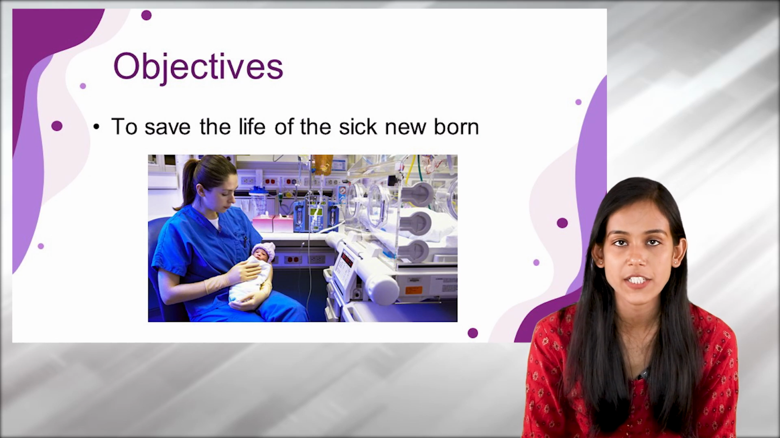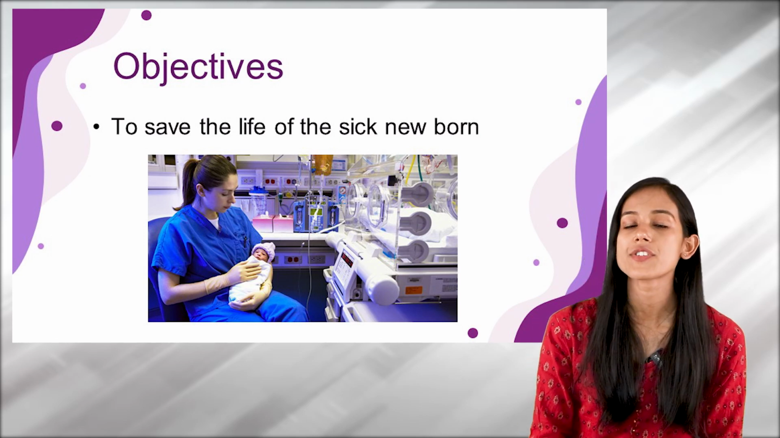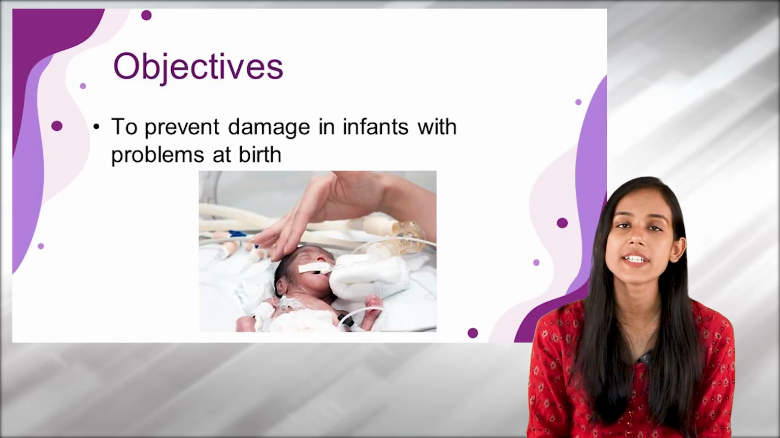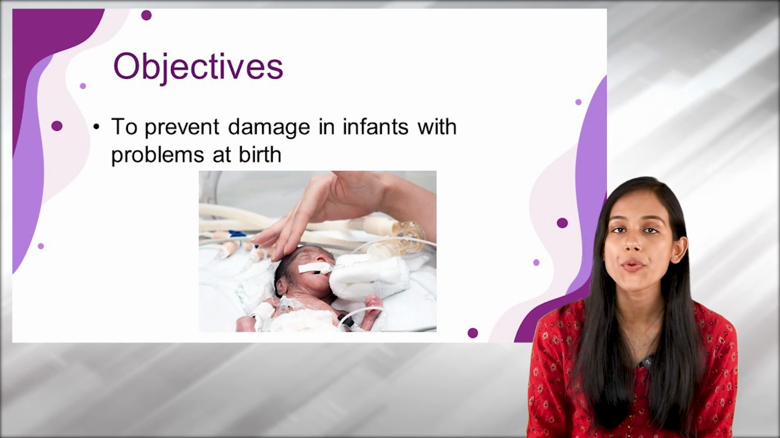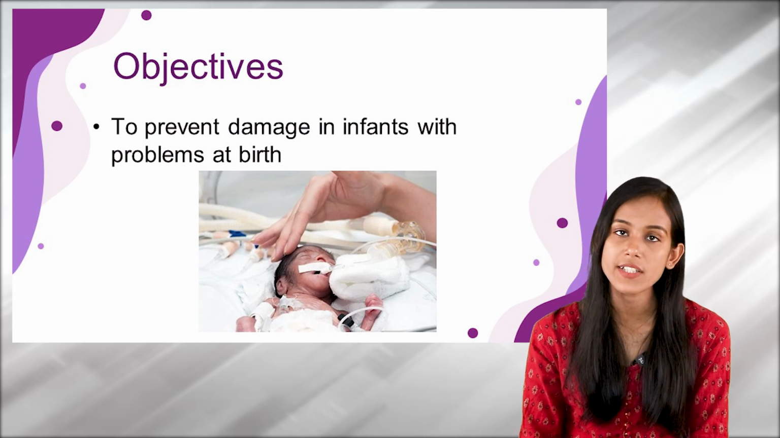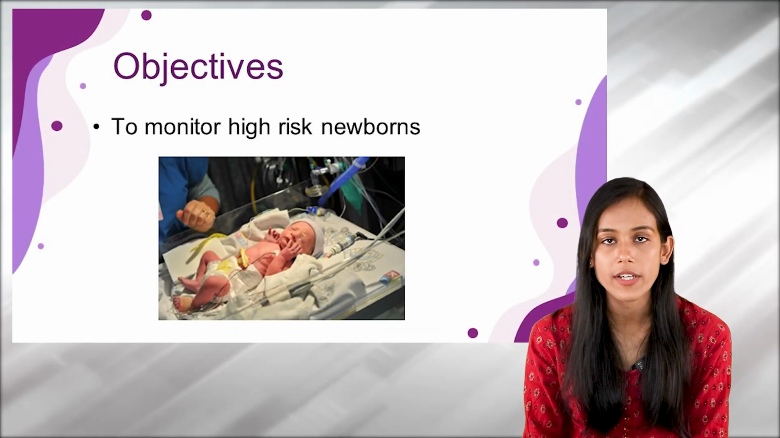So what are the objectives of providing care to a child in the intensive care unit? First of all, to save the life of the sick newborn. These are the causes of neonatal mortality. So our first objective is to save the life of the sick newborn, and then to prevent damage in infants who are born with some sort of problems, so that we can reduce morbidity in later life, and then to monitor high-risk babies to reduce mortality and morbidity. So these are our main objectives of NICU.